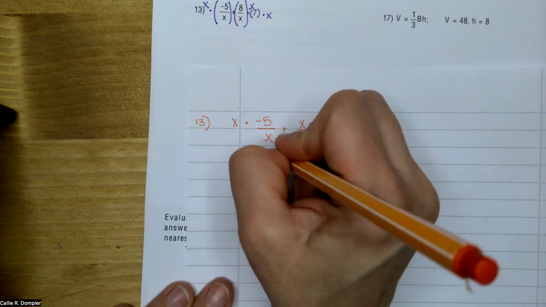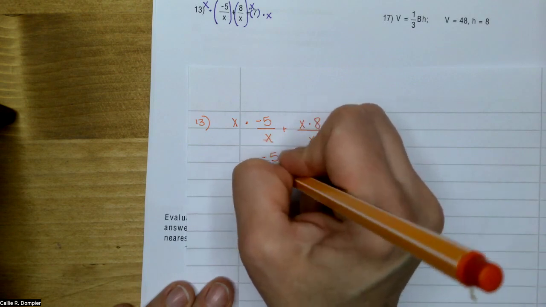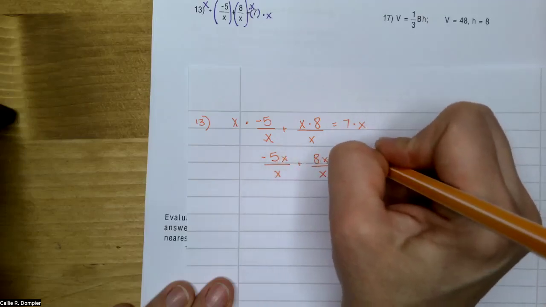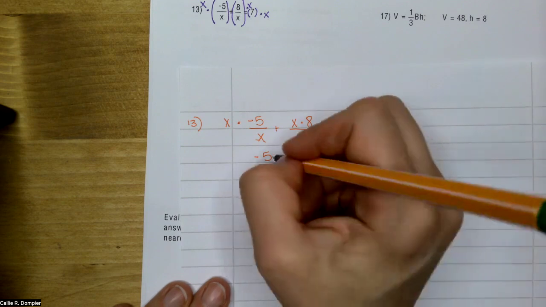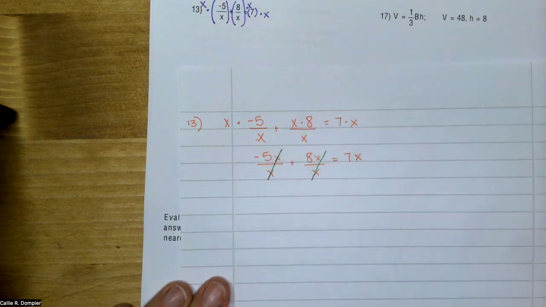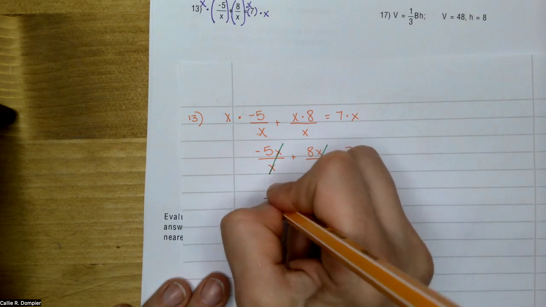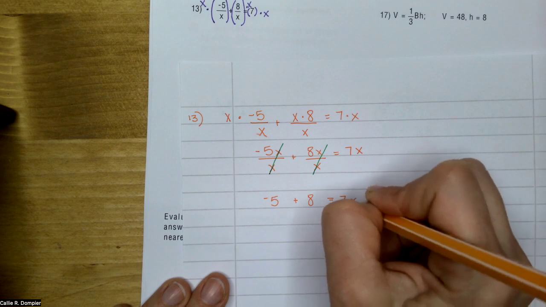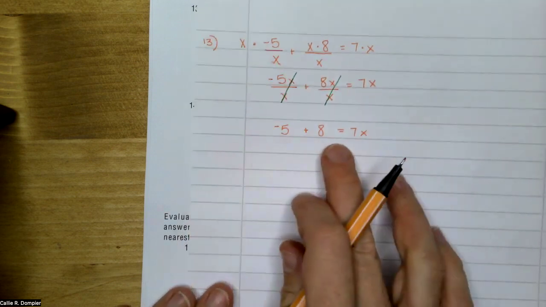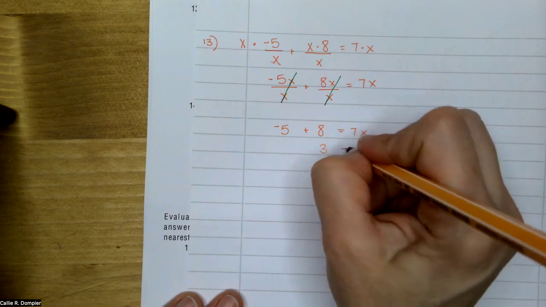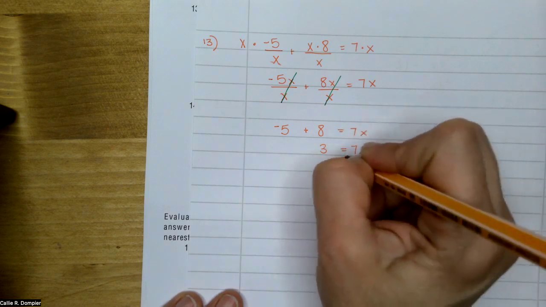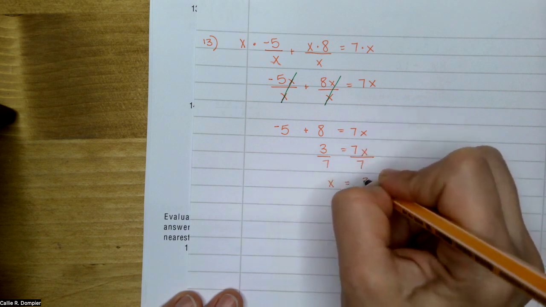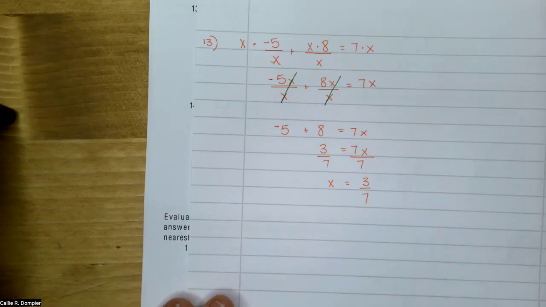Rewrite it as negative 5x over x plus 8x over x equals 7x. Now I'm going to cancel those x's. And what I get is negative 5 plus 8 equals 7x. Combine those like terms. Negative 5 and 8 just becomes 3 equals 7x. X is being multiplied by 7, so I'm going to divide it by 7. And my answer is x equals 3/7 for number 13.